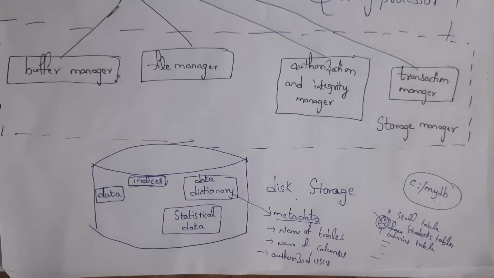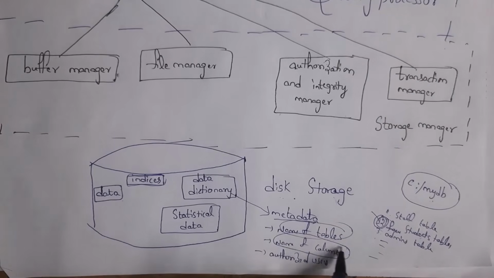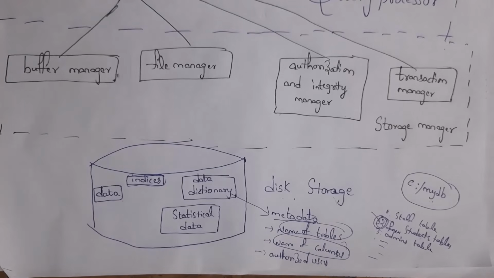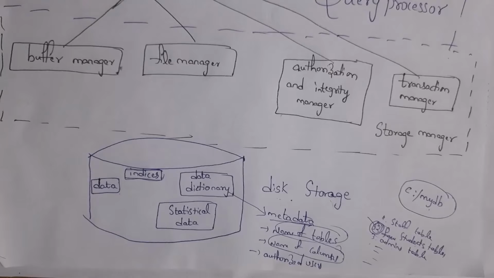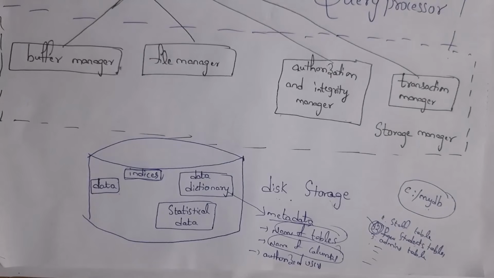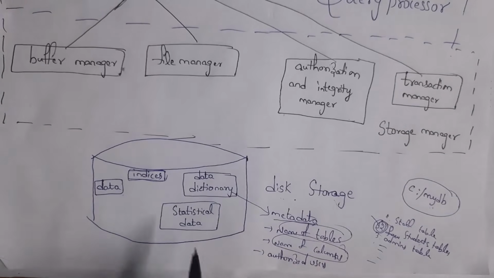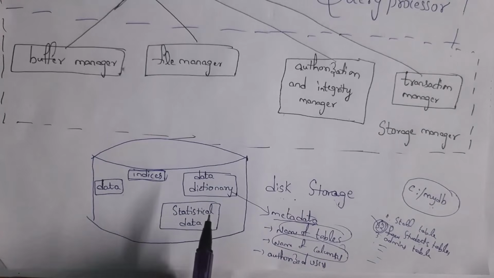The table contains various information like names of all tables in the database, names of all columns in tables, how many records are present in each table, size of each table, who created that table, which users have read permission, which users have write permission, and who are authorized users. When the last modification was done on a particular table, all this information is stored in the data dictionary. So data dictionary is nothing but data about data.